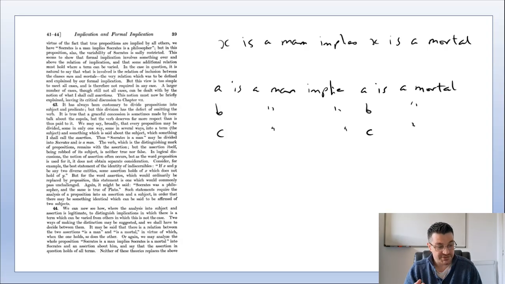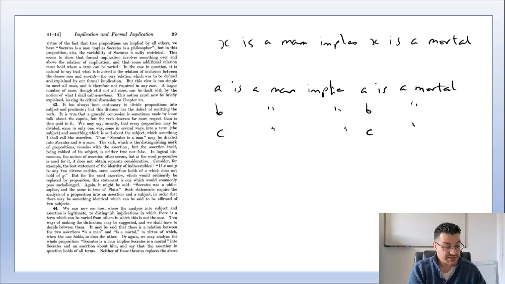Whereas if we take the class of men and the class of philosophers, there isn't. The class of men is not entirely contained in the class of philosophers. So the very relation which was to be defined and explained by our formal implication, but this view is too simple to meet all cases, and is therefore not required in any case.